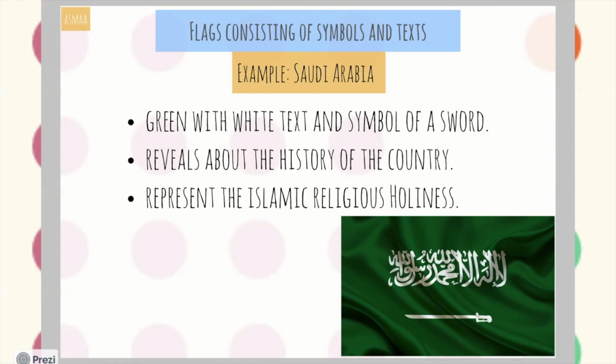The flag of Saudi Arabia represents the Islamic religious holiness of the country, as it is the birthplace of the Prophet Muhammad, and it is where the Kaaba is located, which is the most sacred site in Islam, where millions of Muslims from all around the world visit to do pilgrimage. All of the important religious values of this country are referred to in the flag that holds those symbols, texts, and colors.